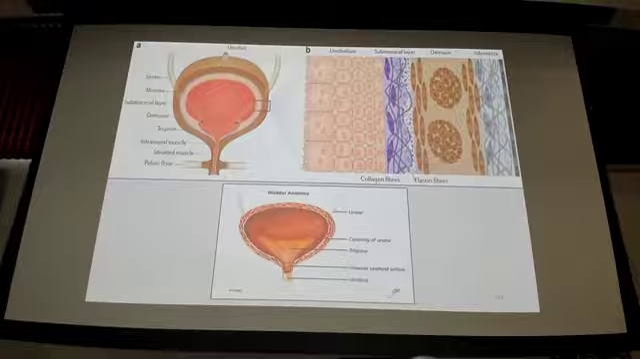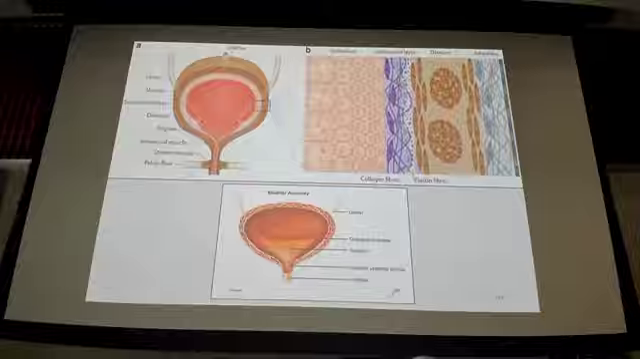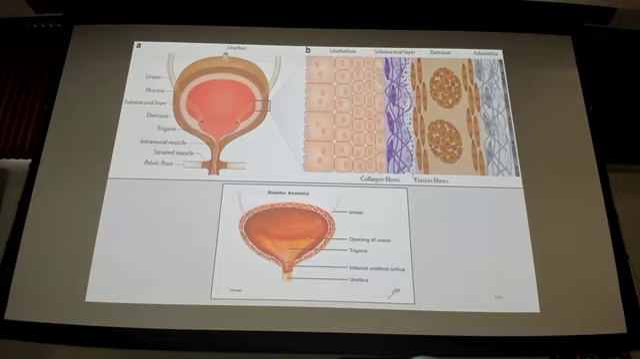Trigone, detrusor, all involved in urinary continence, right? Have you ever heard of an overactive bladder before? Overactive bladder is a form of urinary incontinence. That is detrusor overactivity, meaning detrusor spasticity. And those patients usually will feel a sudden urge to go to the bathroom really quickly.